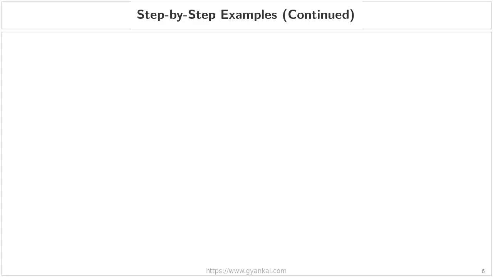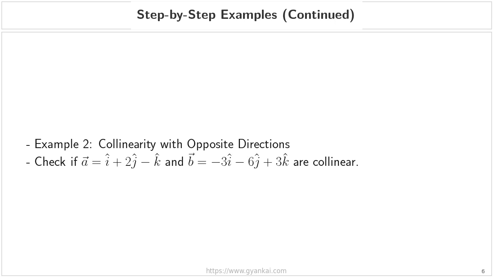Step-by-step examples continued. Now, let's build on the logic we used in the first example by looking at a slightly different scenario in example 2. This time, we are going to check for collinearity when the vectors might be pointing in different directions. Our given vectors are vector A, which is i + 2j - k, and vector B, which is -3i - 6j + 3k. Our goal is to determine if these two are collinear.